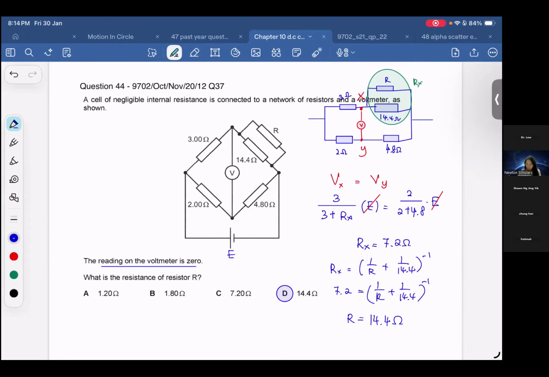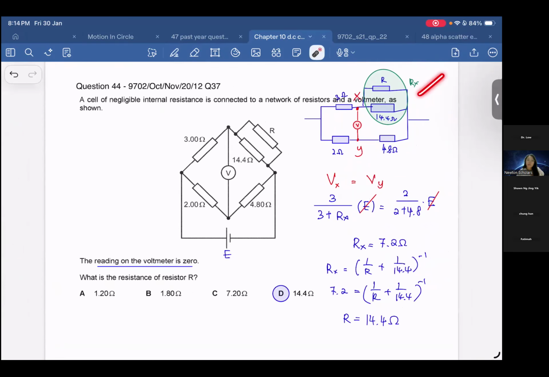So the main idea is this. This kind of question has come out a few times within these 5 years. This is the 5-year past year paper, 2018 to 2022, I think. Okay, yeah. In 5 years it came out 2 times. So this one we must know how to solve. Okay, is that clear?